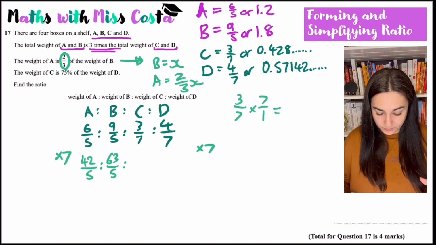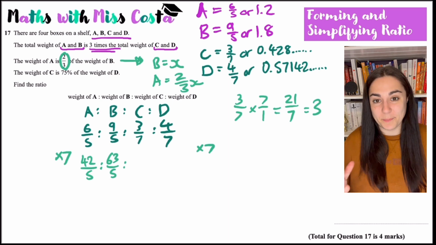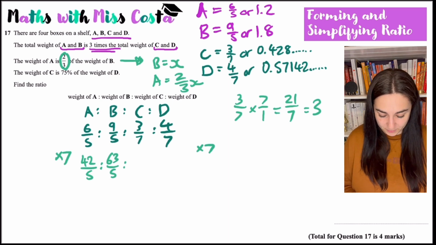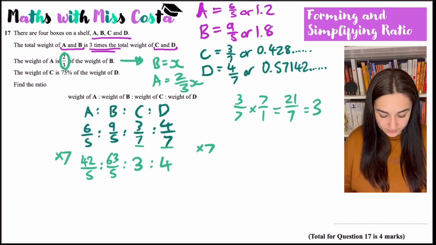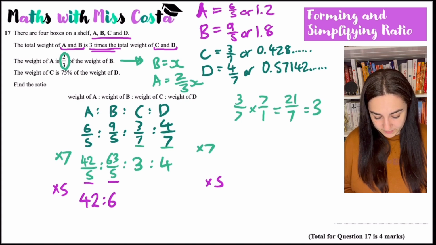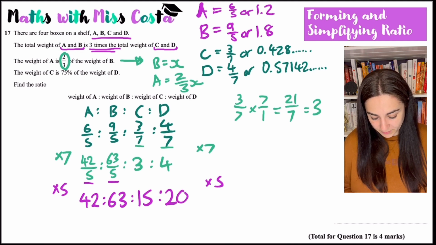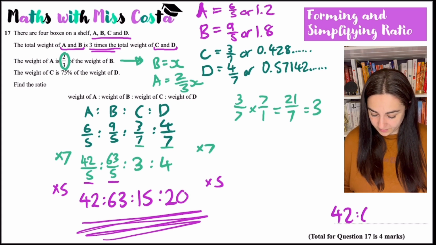And the reason I've multiplied by 7 is because if I multiply anything by its denominator, look what happens. 3 times 7 is 21, divided by 7 ends up with 3. So I basically eliminate the denominator. That's why I multiplied by 7, to get rid of these denominators here. So it'll become 3 to 4. Then what can I do? Well, I can multiply the whole ratio by 5, because both of these parts have a denominator of 5. So that would be 42 to 63. 3 times 5 is 15, and 4 times 5 is 20. So that is how you would find the ratio.